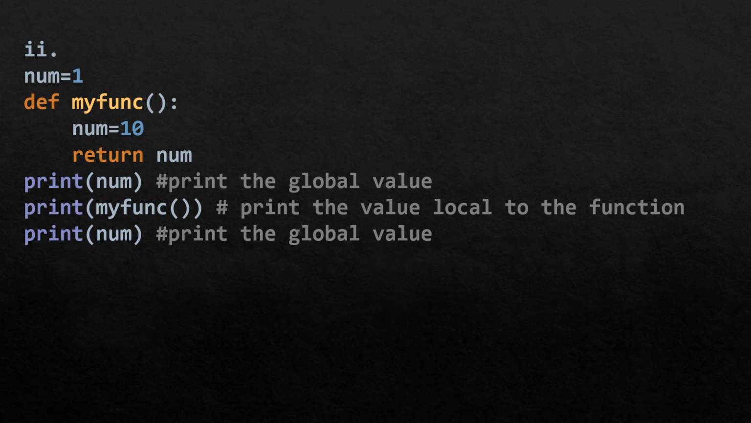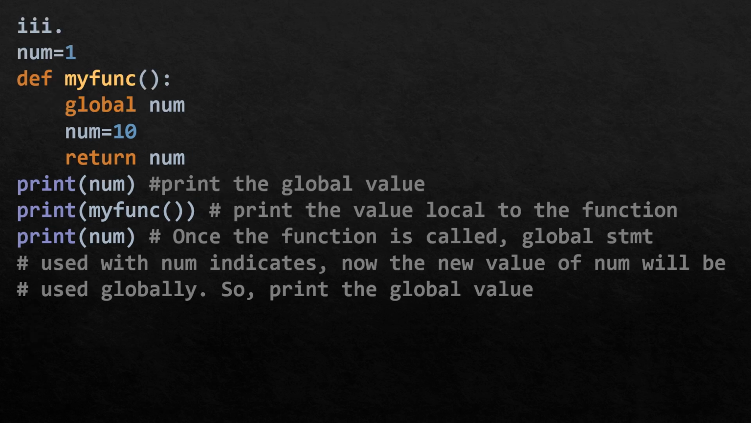So as you can see, of the three print statements, the first print statement will access the global value, and the second print statement where the function is called will print the local value of num which is local to the function, and the third one will print the global value of num. So the output will be 1, 10 and 1.